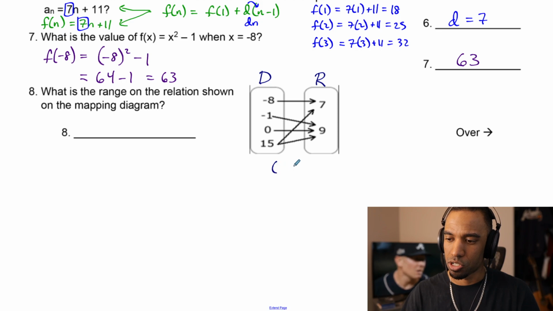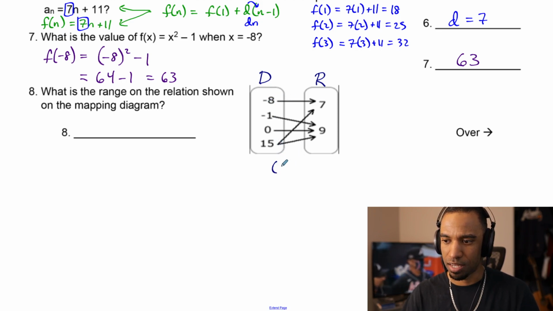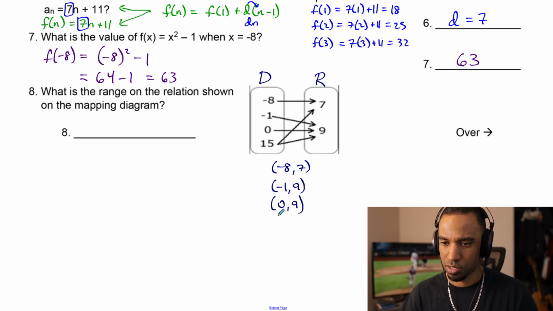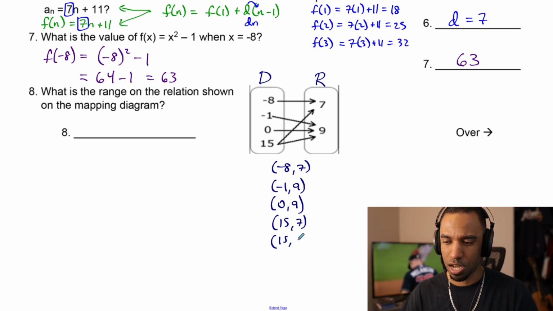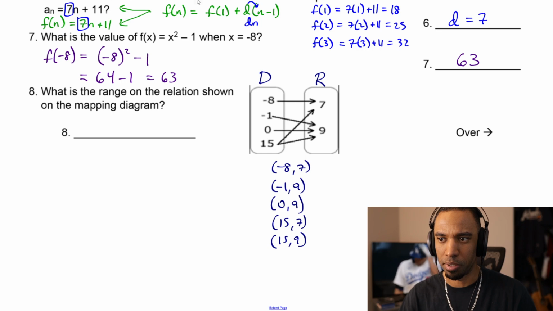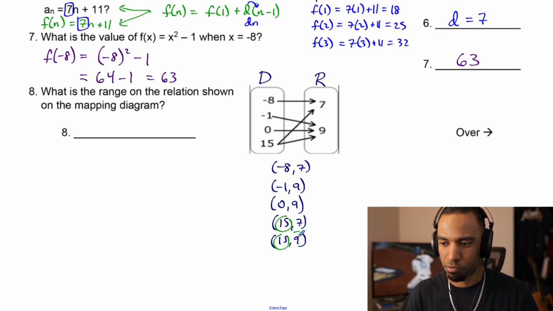All the coordinate pairs that are on here, guys, just so you know, negative 8, 7 exists here. Just watch where the arrows point. Domains are your x's, ranges are your y's. Negative 1, 9 exists. 0, 9 exists. 15, 7 exists. And 15, 9 exists. Again, 15, 7, 15, 9. This is not a function because of that repeat x with different y's there.